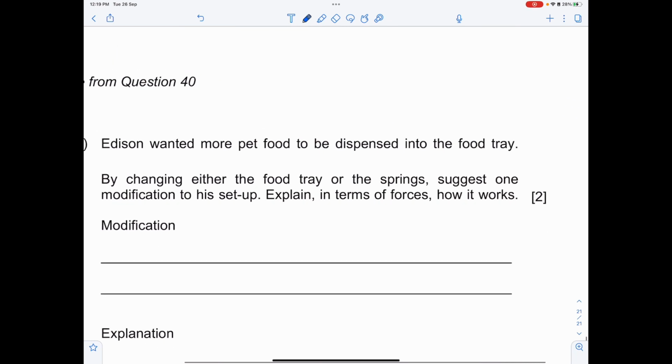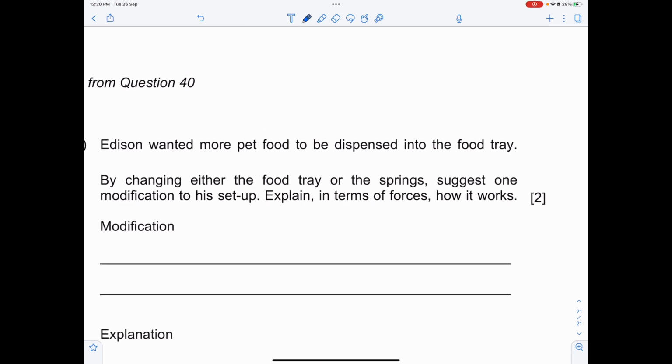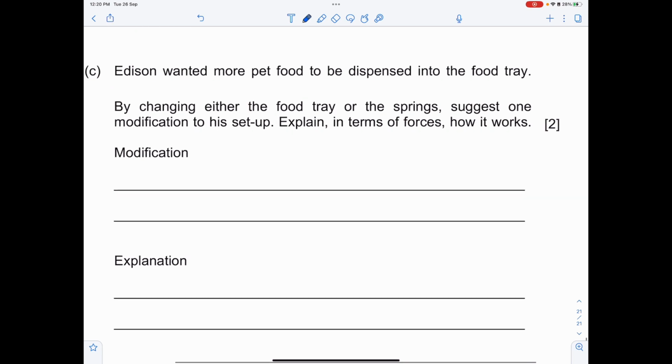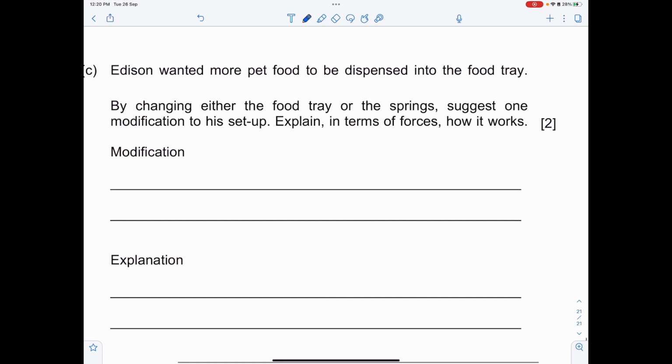Next. Edison wanted more pet food to be dispensed into the food tray. By changing either the food tray or the springs, suggest one modification to his setup. Explain in terms of forces how it works. Okay? So remember, you wanted more food. The key idea here is more pet food.